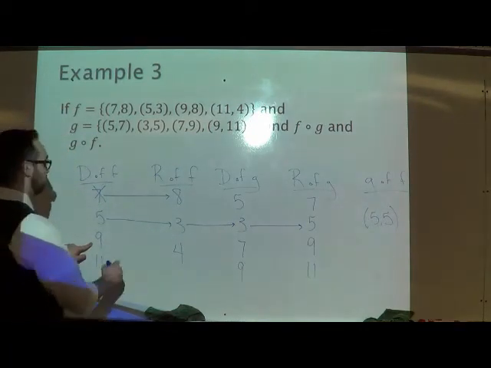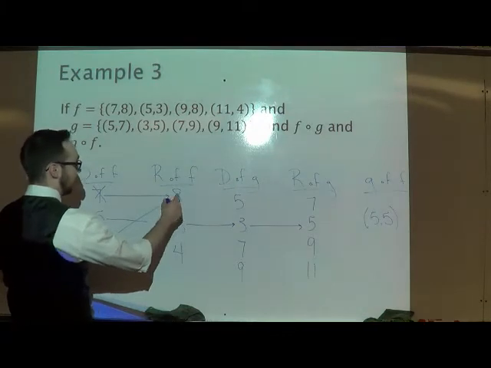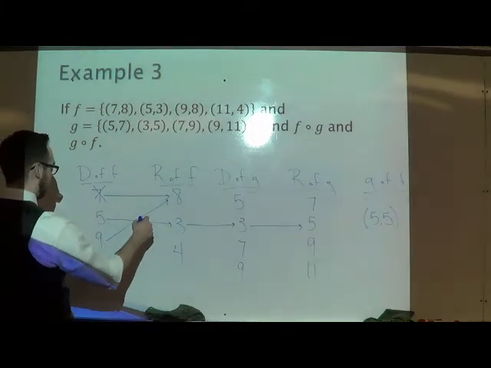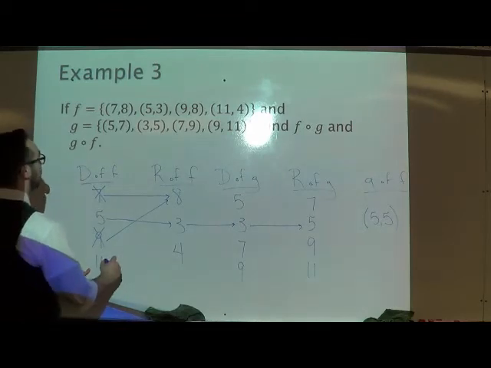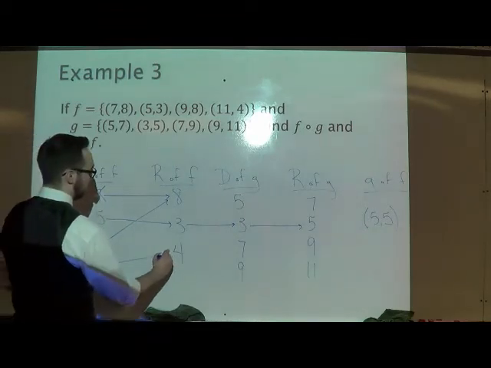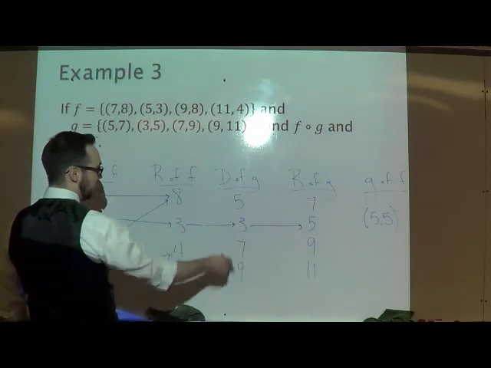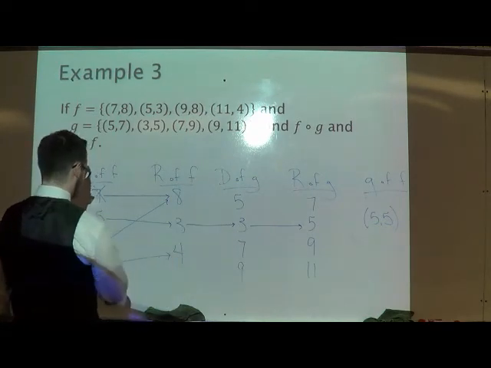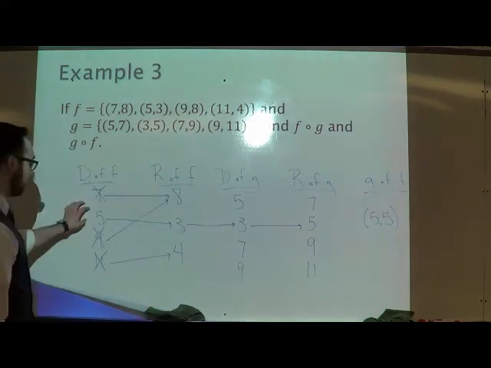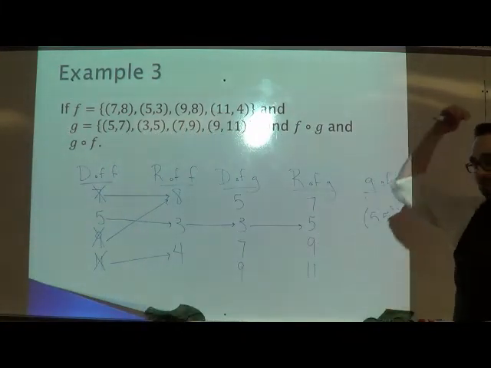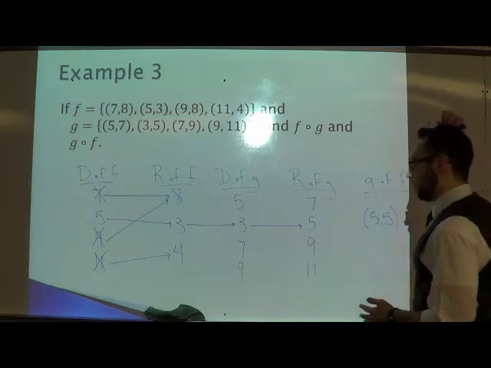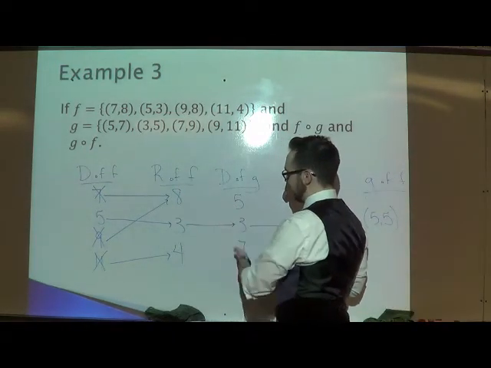So the 9 points me to the 8. Again, the 8 is a dead end because there's nothing to go out of there. So the 9 is also a dead end. The 11 points to a 4. The 4 has nothing over here in G to pull it. So the 11 is a dead end. The only point that made it was the 5, 5. Nothing else there could make it because nothing else overlapped between the range of F and the domain of G.